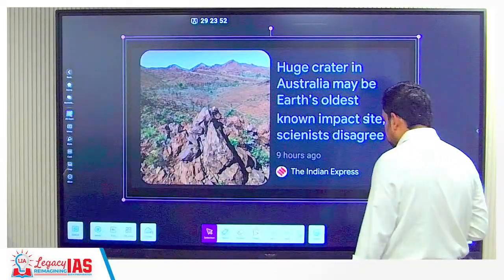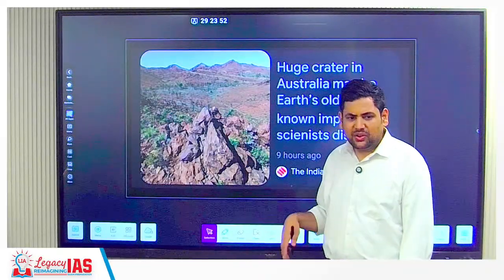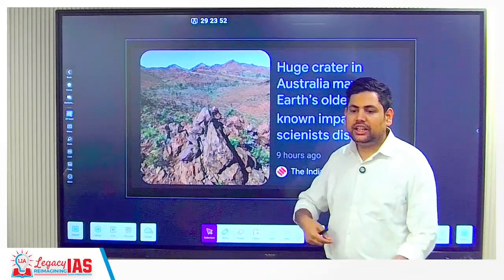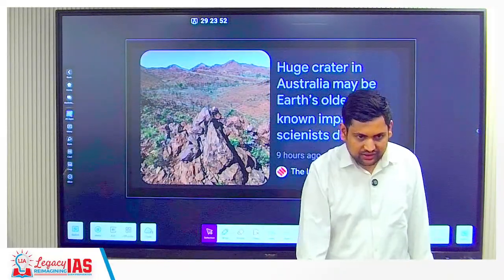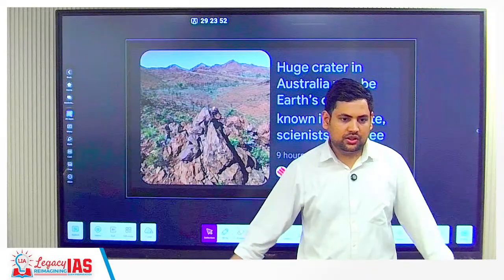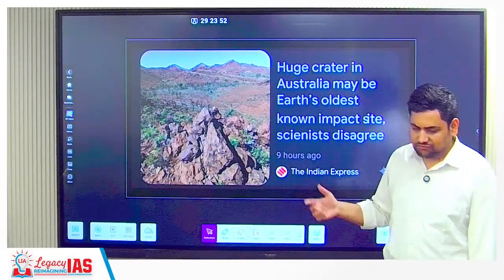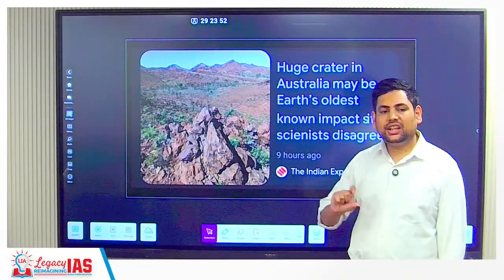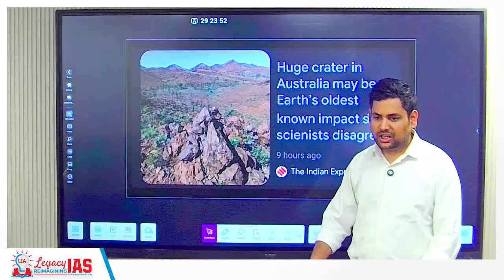Okay. Now, there is one huge crater. Crater, you understand? Basically when some celestial body like an asteroid or meteoroid hits the Earth, it can create depressions. Those are called craters. Now, one crater has been known for a long time, but the age of this crater is sort of disputed. Some new study has come out telling about the age.